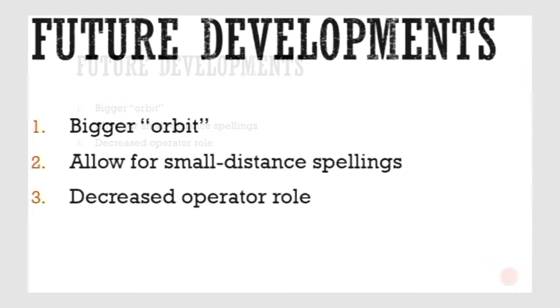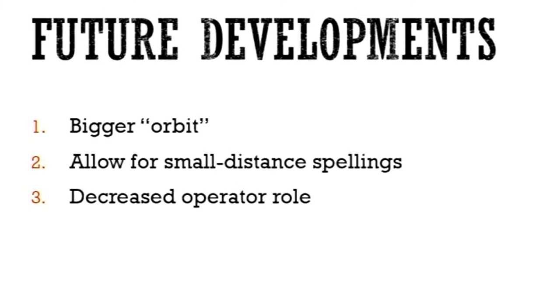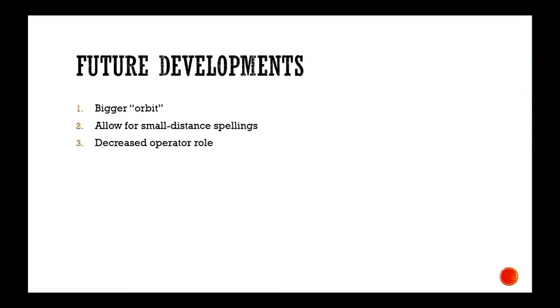Another possibility is to allow for small distance spellings, meaning that if there's one character difference between the matchups, that could be interpreted as okay. And there are ways to do that. It's not that difficult. And more generally, a goal that we have is to decrease operator roles. So maybe we're pretty sure this is a match, so we're going to check it for you, while an operator can still uncheck it. We'd have a confidence interval where above that, we feel like we're going to check it. But again, we're a little uncomfortable still not having an operator review the results.